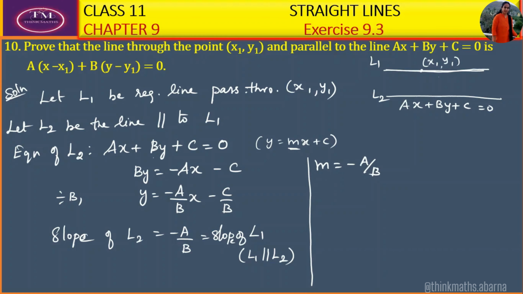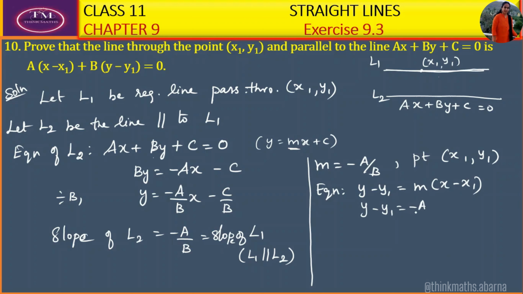That is, slope of L1 is equal to minus a by b and it passes through the point (x1, y1). So what is the general equation? y minus y1 equals m into (x minus x1). So here y1 is the same y1. What is m? It is minus a by b into (x minus x1), the same x1. Now taking this division by b to the left hand side, it will become a product. So it is b into (y minus y1) equal to minus a into (x minus x1).